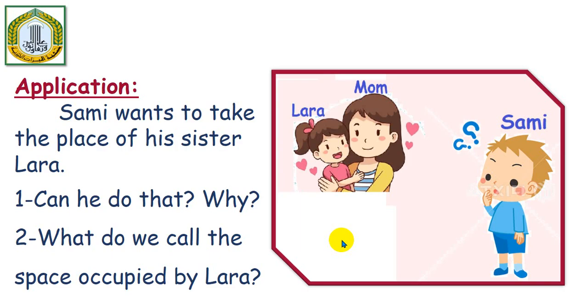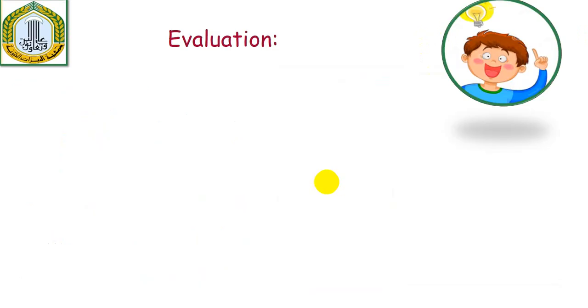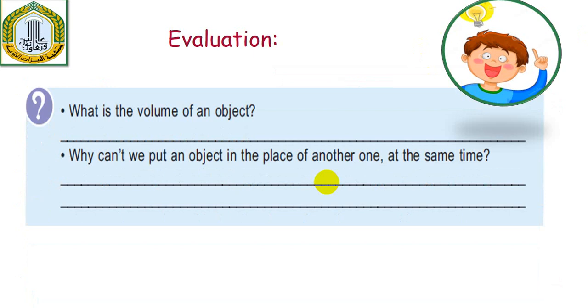Well done, my dear. Now, look here. This is a cute application for you. Sammy wants to take the place of his sister Lara. Can he do that? Why? Well, Lara is occupying this space. So what do we call the space occupied by Lara? It's her volume. Yes, we do have volume too. Now, I want you to solve this application in your workbook before we correct it together.